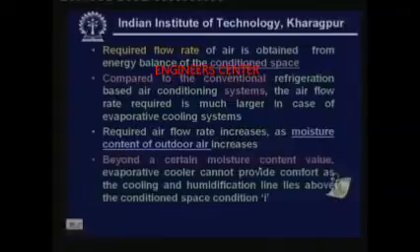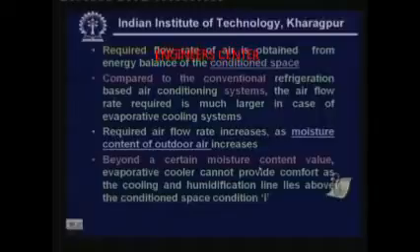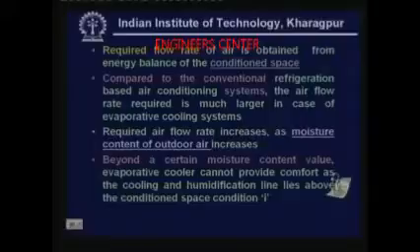I will explain this with the help of a psychrometric chart. We also find that beyond a certain moisture content value, the evaporative cooler cannot provide comfort, as the cooling and humidification line lies above the conditioned space condition. So one thing you must observe is that the required mass flow rate increases as the outdoor air humidity increases, and beyond a certain point these coolers simply cannot work. You cannot use the coolers when the outdoor air humidity exceeds a certain value. Let me show that using a psychrometric chart.